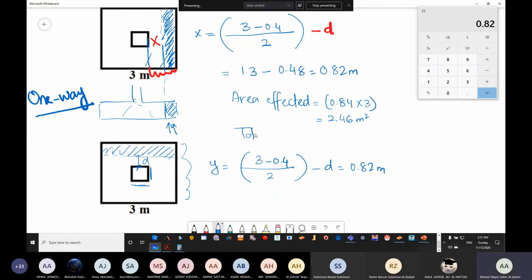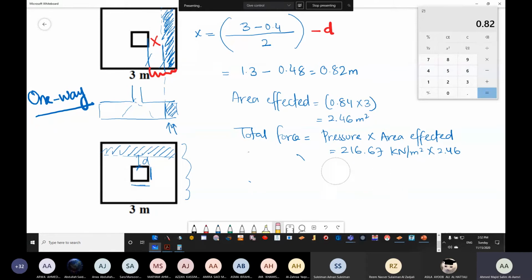And can I say that the total force is equal to pressure multiplied by affected area? So this is going to be 216.67 kilonewton per meter square, multiplied by a total area of 2.46. And since it's the same, to reduce place. So how much is the total force? The total force is 533.002 kilonewton.